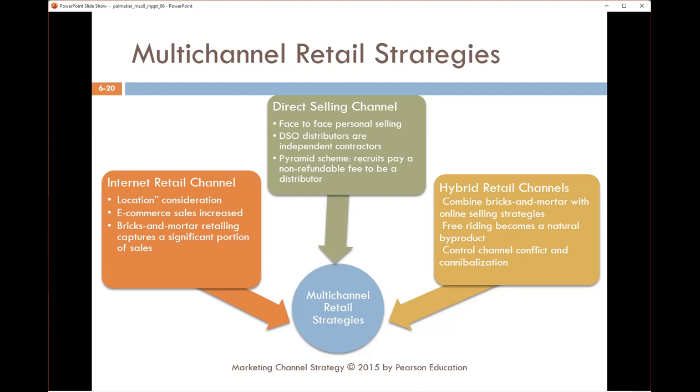The last are the hybrid channels, and simply bricks and clicks. It's a brick and mortar store along with an online store at the same time, and you put those strategies together. And in the traditional channel, it created enormous problems, especially when the transition just started.